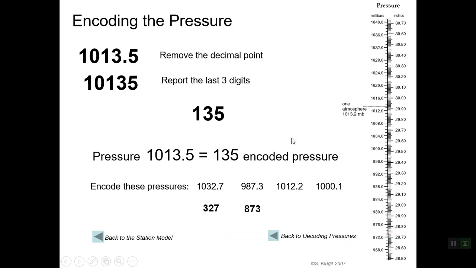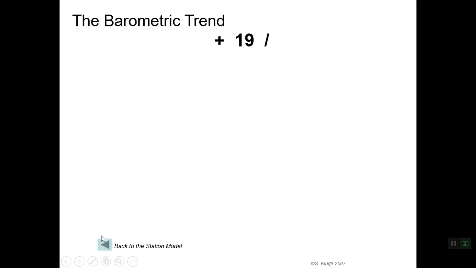You guessed it. Next, you have 1012.2. Take the decimal point out, take the last 3 numbers. What is it that you have? Yeah, you're right, 122. All right, and then finally, last example is 1000.1. Take the decimal point out, take the last 3 numbers on the right-hand side. What do you have? You're correct, 001. Good job. Let's go back and look at the station model.